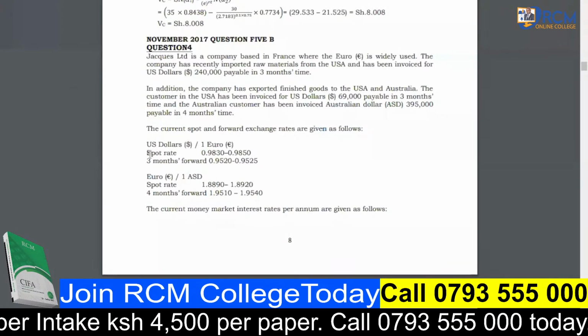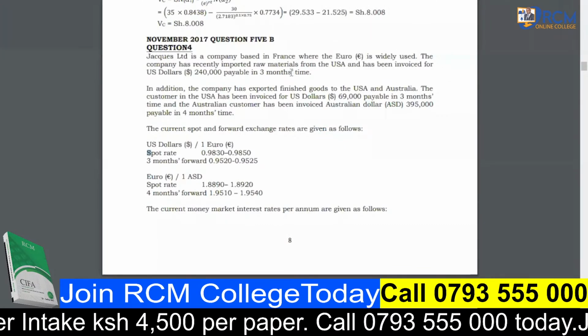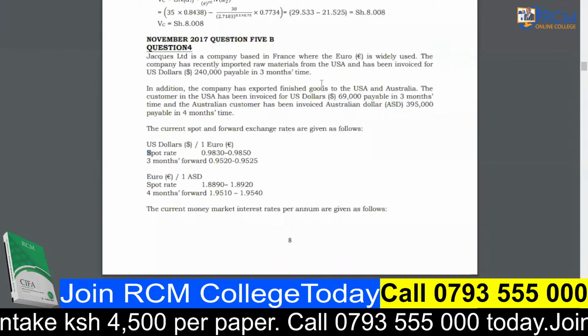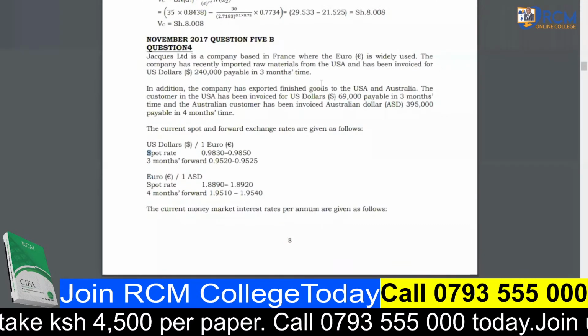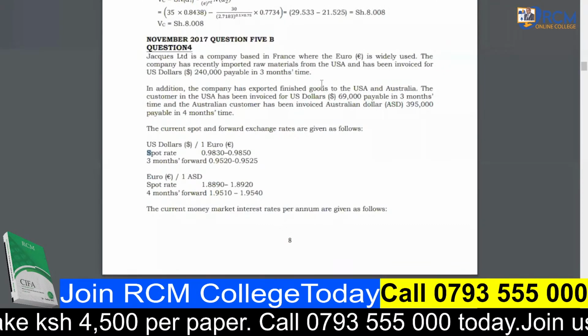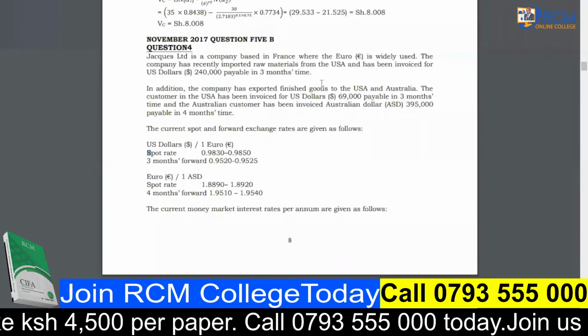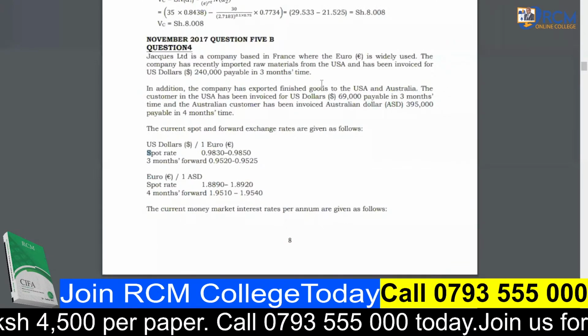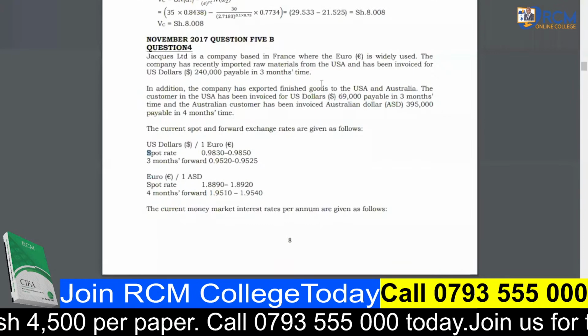And then the other thing I expect to do here, remember it's 3 months, but what do we want to make use of? The spot rate. The spot rate, which is given here, is 0.983 to 0.985.